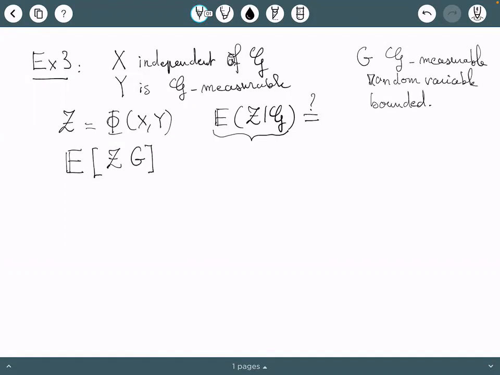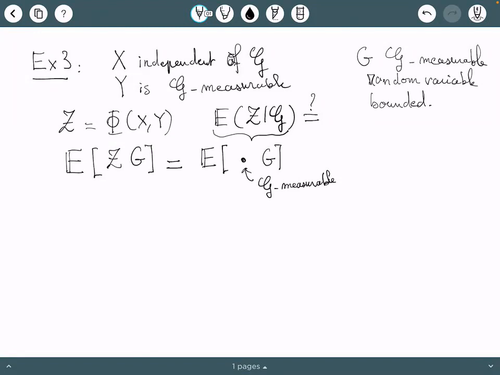So we have to compute this expectation of Z times G, and by computation, we have to conclude that it is equal to the expectation of some random variable here, denoted by a dot, times G, but this dot has to be a random variable which is G measurable. And if this is true for any G, this dot will be the conditional expectation of Z given G. Okay, it is the definition of the conditional expectation.